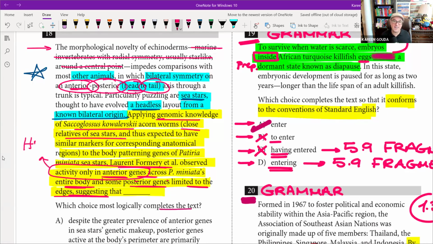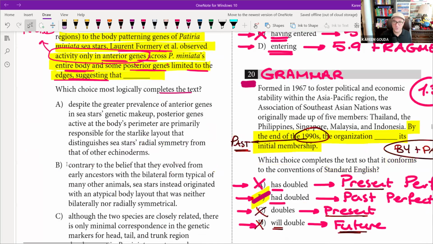So the genes were all anterior, and anterior means head. So actually, the sea star is all a head. So this is what the sea star should have looked like: a head that looks like a star and then a body. But the body vanished and only the head remained, the opposite of what we thought. We thought the sea star was a body without a head. It turns out the sea star is a head without a body. And this is really, really hard.